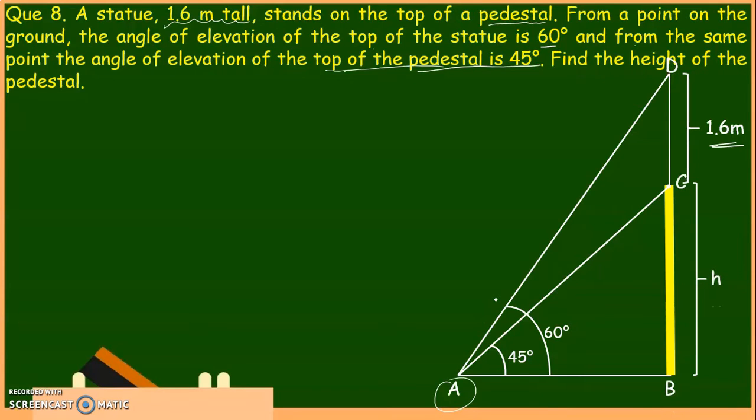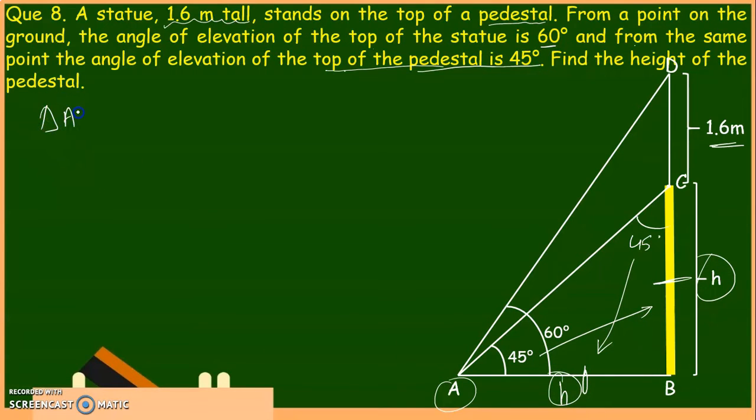This question is similar to the previous question. Consider this triangle ABC. Here this height is h, so AB will also equal h. For the same reason, this angle is 45 degrees, so angle C will also be 45 degrees. Since two angles are equal, the sides opposite to equal angles will be equal, so this is also equal to h.